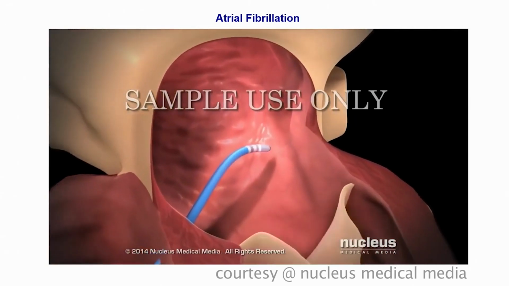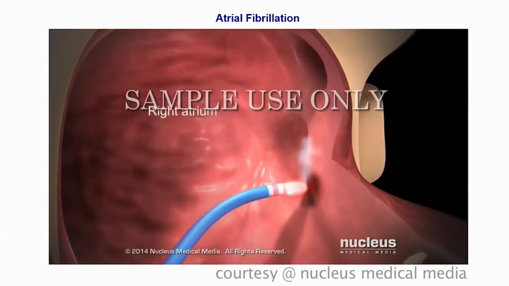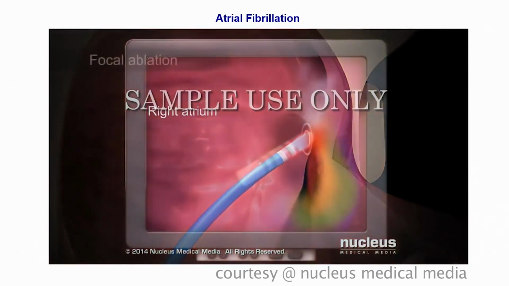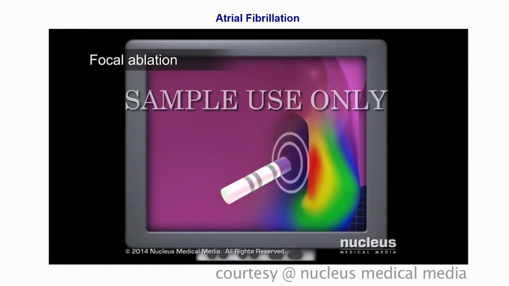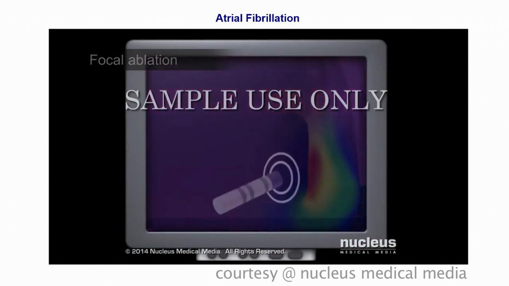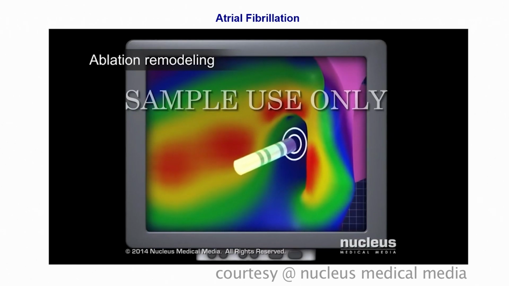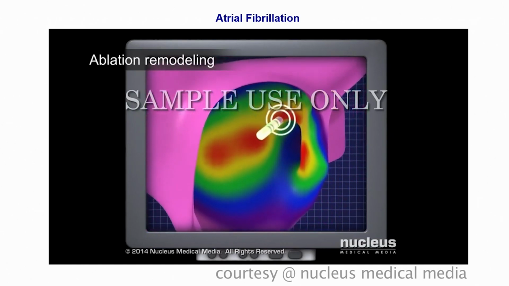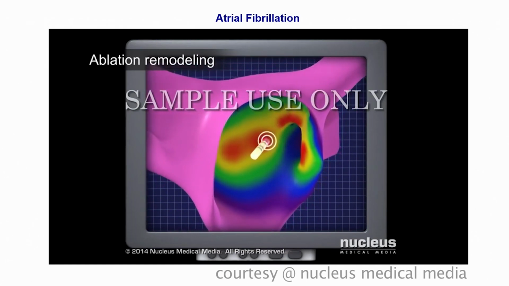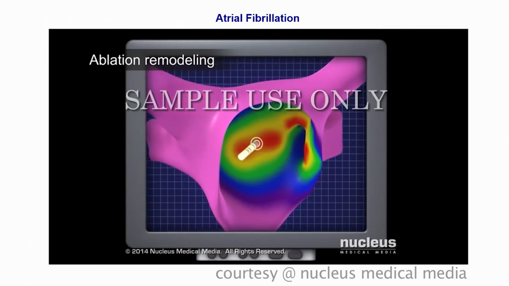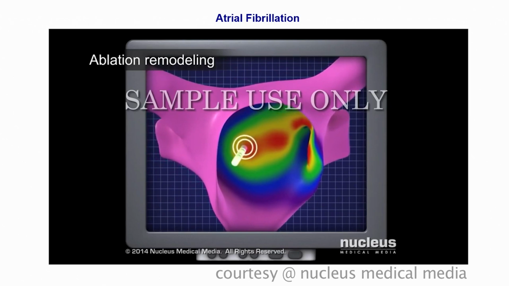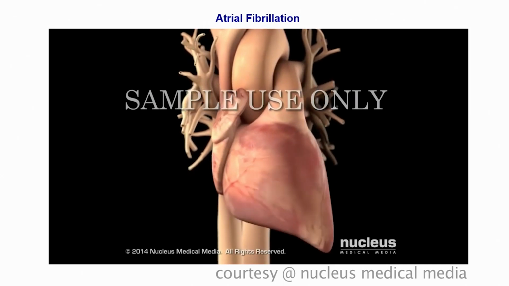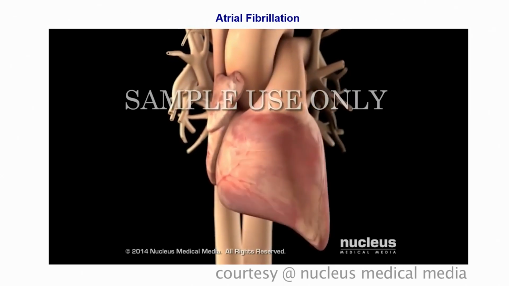For an atrial arrhythmia, a doctor will ablate the atrial tissue causing it. If the affected tissues are small, well-defined areas, the procedure is called focal ablation. Or if the affected tissues are larger areas with more complex rhythm disturbances, the doctor may perform a procedure called ablation remodeling. Both types of ablation restore normal electrical impulses and prevent an arrhythmia from happening.